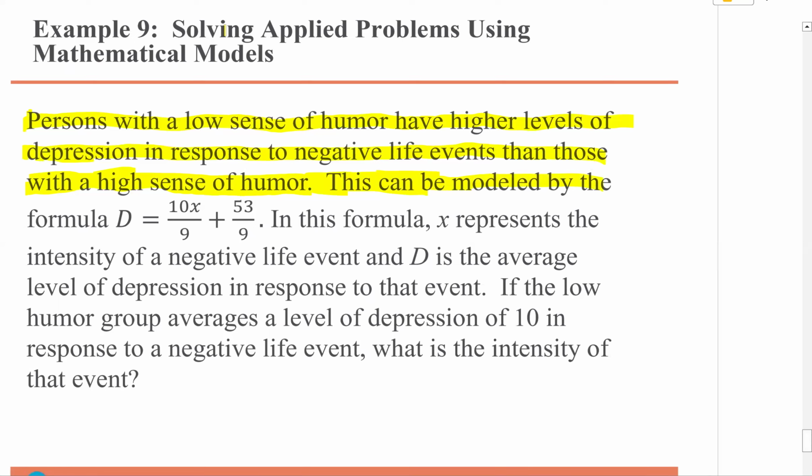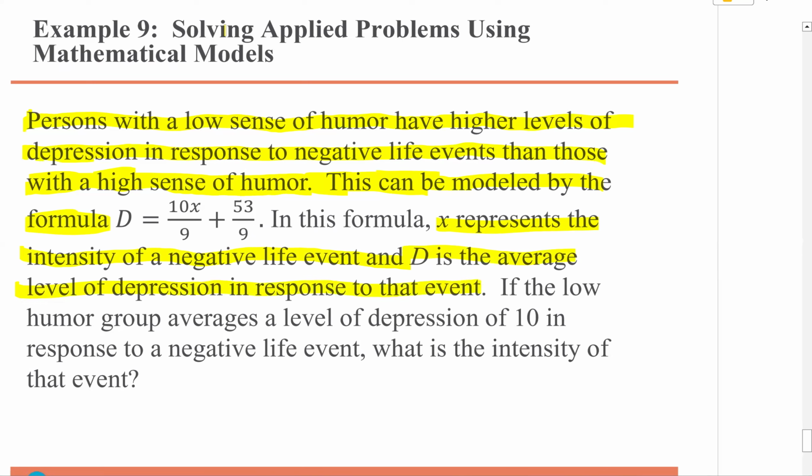This can be modeled by the formula capital D equals 10x over 9 plus 53 over 9. Okay, what do you think that is? Depression, I guess. What does x represent? It represents the intensity of a negative life event. How do you even quantify that? And D is the average level of depression in response to that event.